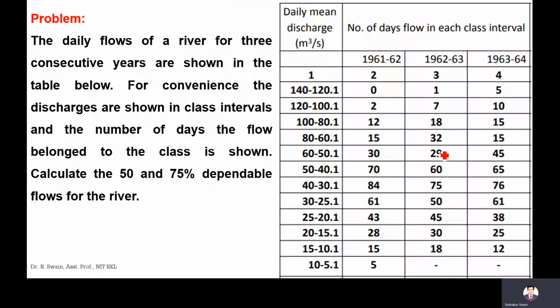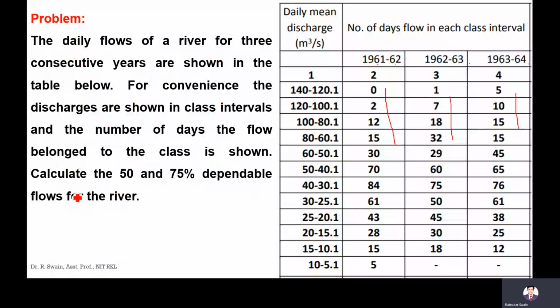Next, on this flow duration curve, one problem we are going to solve. The daily flows of the river for 3 consecutive years are shown in the table: 61 to 62, 62 to 63, 63 to 64. For convenience, the discharges are shown in class intervals, meaning 140 to 120, 120 to 100, like this up to 10 to 5. The number of days the flow belongs to the class is shown here.